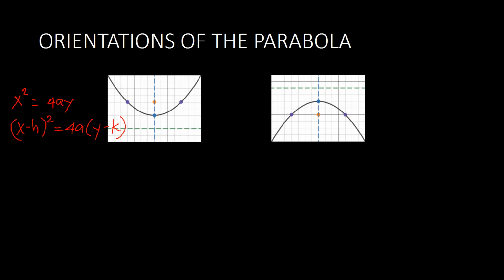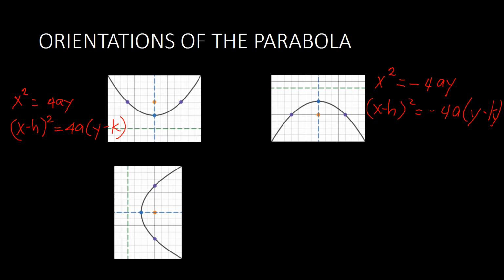The downward orientation of the parabola has an equation where, again, our squared variable is x, and that will be equal to negative 4ay if our vertex is at the origin, if our vertex is here. Now, if the vertex is not the origin, our equation will be x minus h squared, that's equal to negative 4a times y minus k.